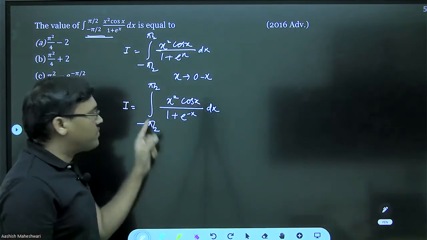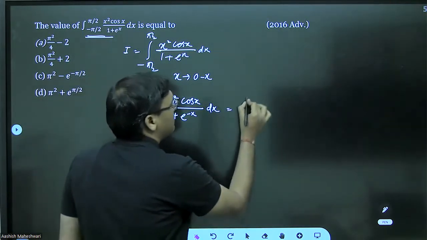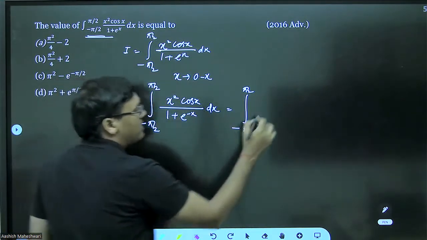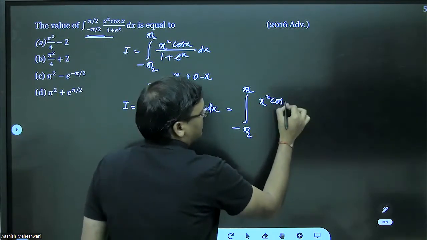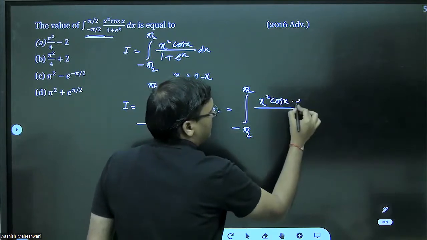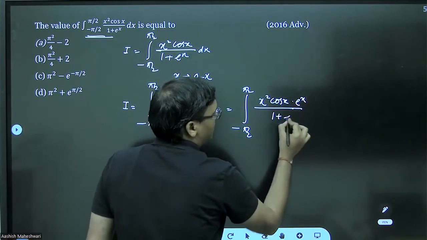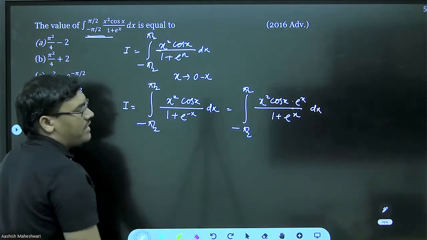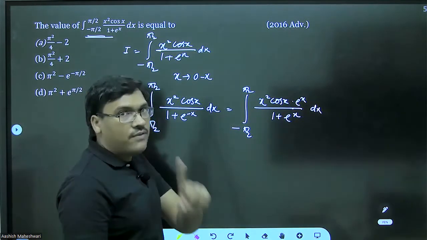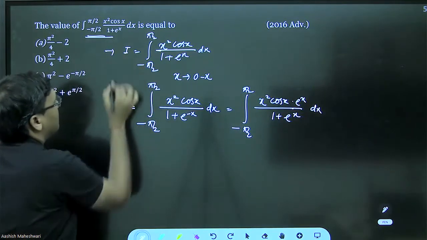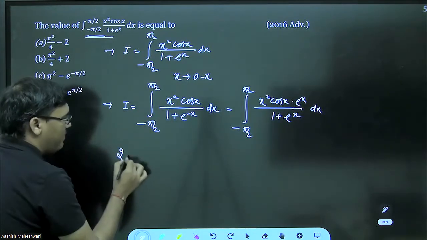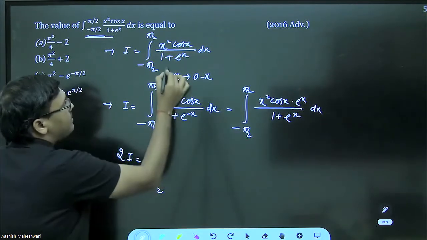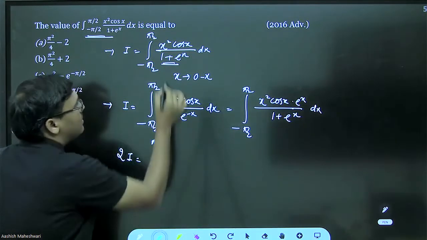If you observe this function, can I say this is the same as the integral from minus pi by 2 to pi by 2 of x squared cos x into e to the power x upon 1 plus e to the power x dx? You can just check, this is 1 by e raised to x, and if you take the LCM, you will find this. Now if I take this integral and this one and add them, this is 2I, with the limits the same, minus pi by 2 to pi by 2. Take this function and this function.